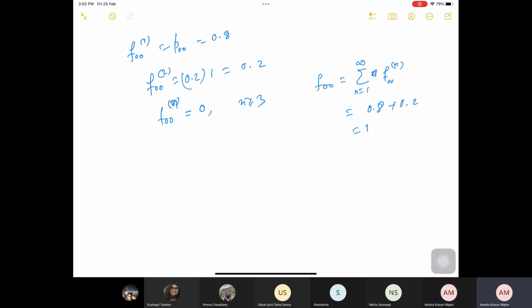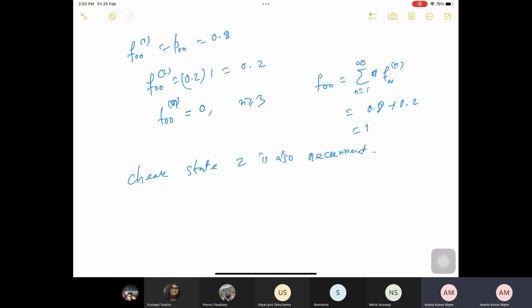That means, for state 0, it is basically recurrent. That is by definition, no? f of jj is equal to 1. So state 0 is recurrent. Similarly, you check state 2, which is also recurrent.